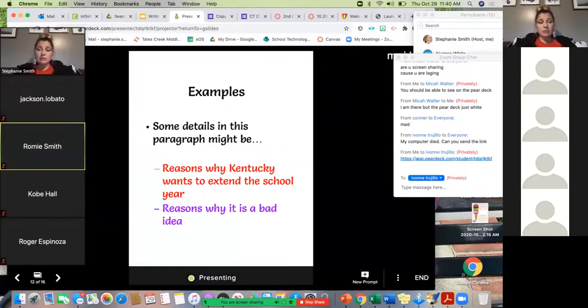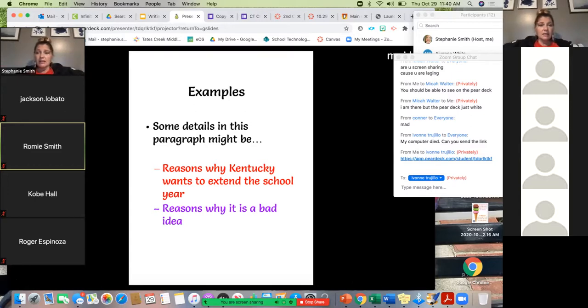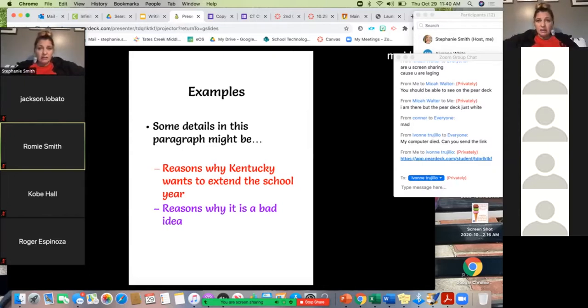Okay, we might expect to see reasons why Kentucky wants to extend the school year. They may have reasons like Kentucky wants to extend the school year so students do not lose any knowledge they gained from the year. And then a detail to respond to that could be, this is a bad idea because students need time to process the information they learned in order to rejuvenate for the next year. Something like that. Totally made that up. But it's just an example of a reason why it's a bad idea.